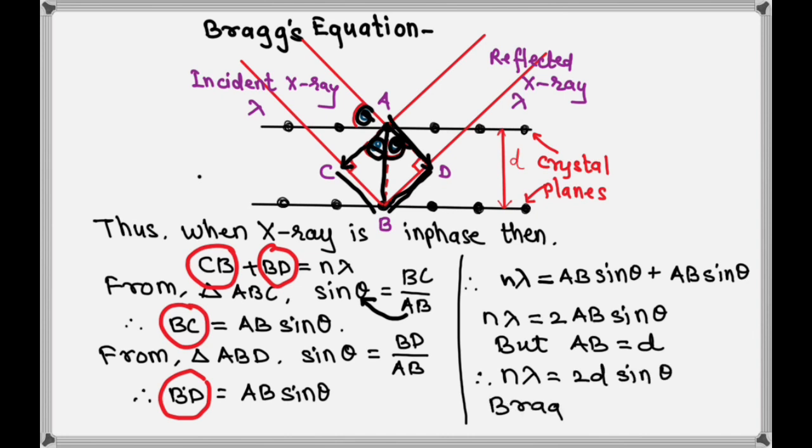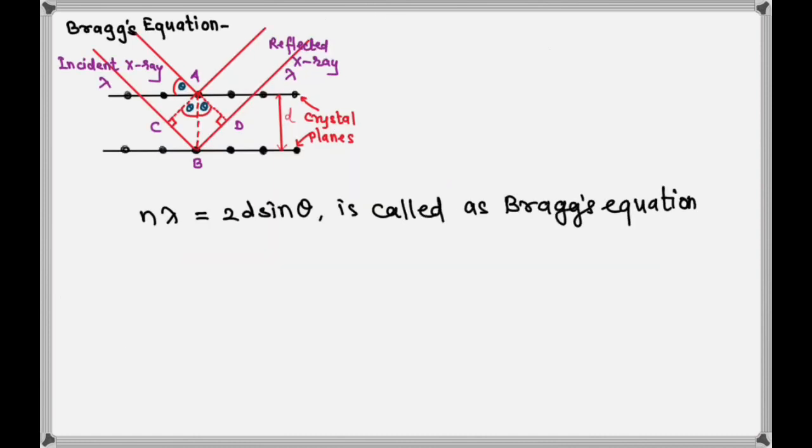Now this distance AB is equal to distance D. Therefore, instead of AB here, we can write D. Then the equation becomes n lambda is equal to 2D sin theta. This equation is called Bragg's equation. So n lambda is equal to 2D sin theta is called Bragg's equation, where n is an integer having different values starting from 1, 2, 3, 4 and so on.